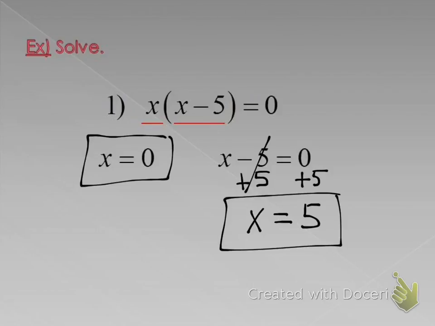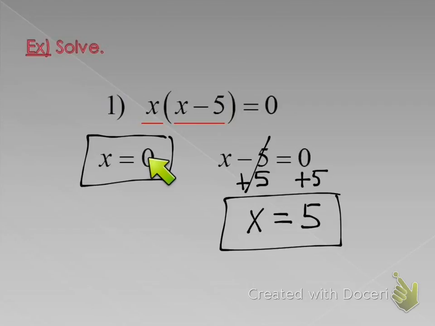So those are your two solutions. If you plugged a 0 in here, you'd have 0 times whatever you would get in here. That would be 0. If you plug the 5 in here, you'd get 0 in here. So either way, you get a 0. Any questions?